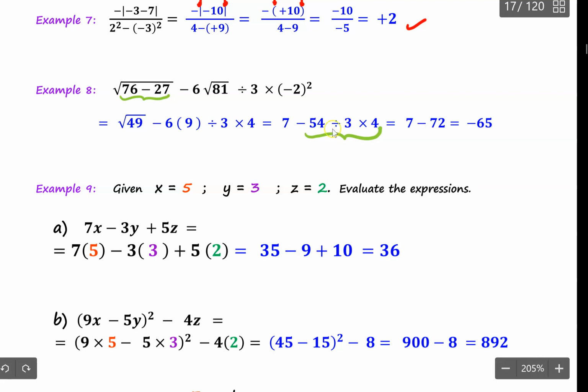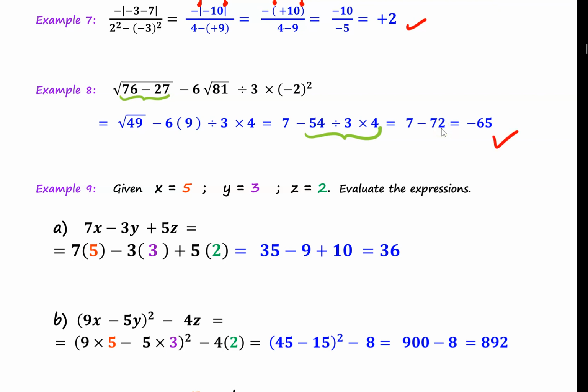Because when I see multiplication and division, I have to perform those operations first. But multiplication and division stay right next to each other. Therefore, I have to perform the operations from left to right. So you take negative 54 divided by 3 times 4, which will give you negative 72. Take 7, subtract 72, and that will give you negative 65 as the result.